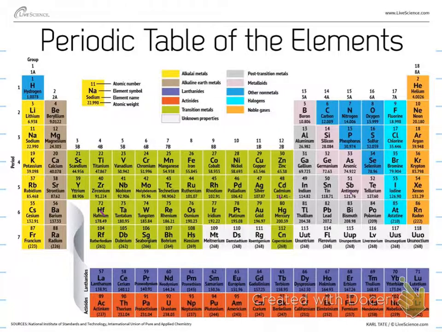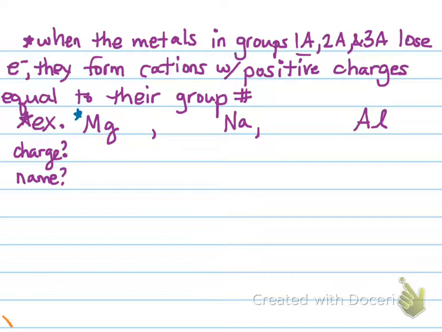So when I find magnesium on my periodic table, it's right here. It's in group 2A, so it has 2 valence electrons. So it can either lose those 2 or gain 6. It's going to lose 2, so it's going to have a charge of +2. And its name is going to be magnesium ion.